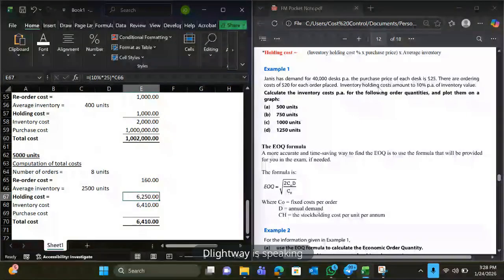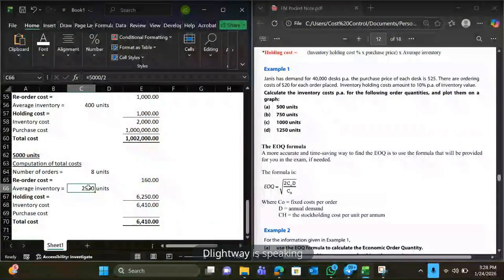We're told that inventory holding cost amounts to 10% per annum of inventory value. So that's 10% of $25. Don't forget, I said the inventory value is the purchase price multiplied by the average inventory. That's basically the formula for computing your holding cost, and that is 6,250. Addition of both 6,250 and 160 will give us $6,410, and that will represent our inventory cost.